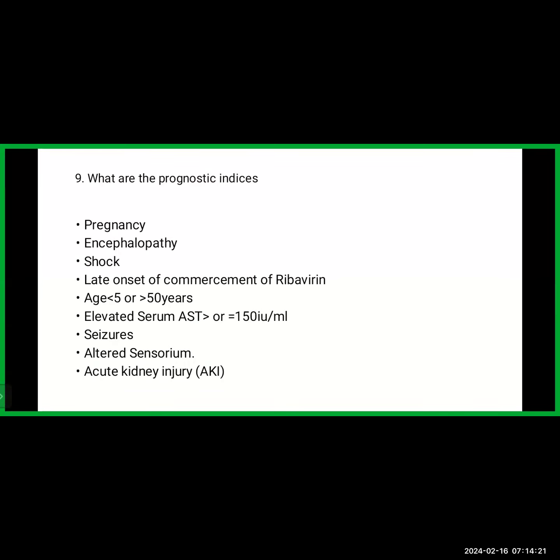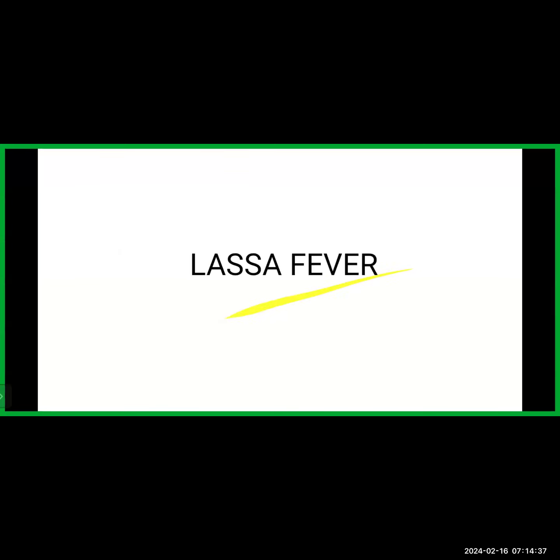Then extremes of age, like less than 5 years or greater than 50 years. Elevated serum AST, or when it's 150 IU per mil. Then presence of seizures, altered sensorium, and acute kidney injury are poor prognostic indices in the patient.